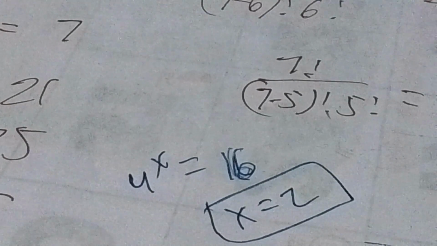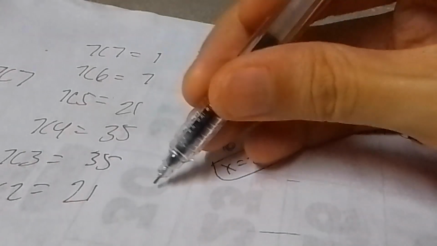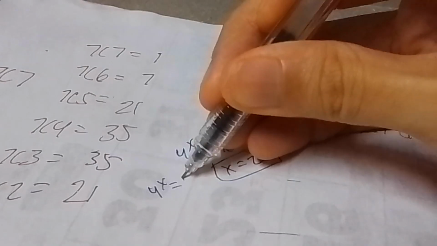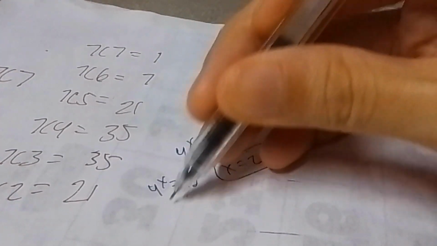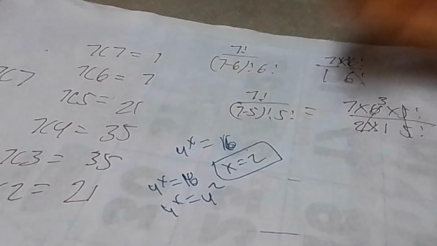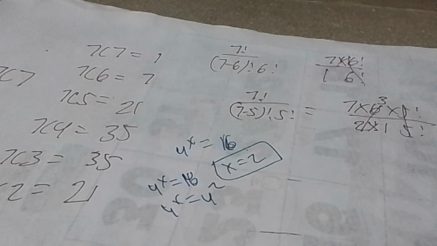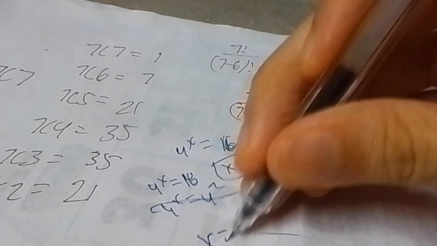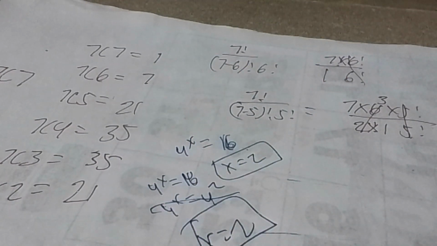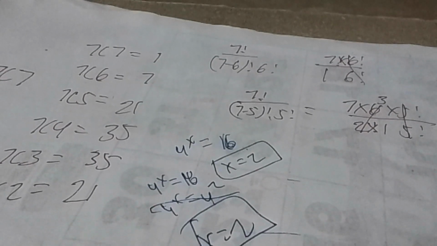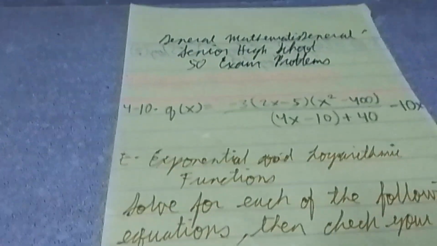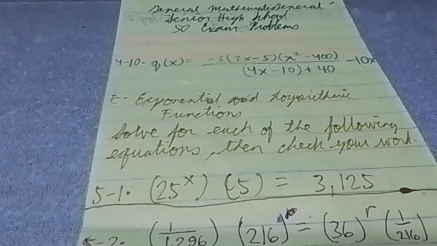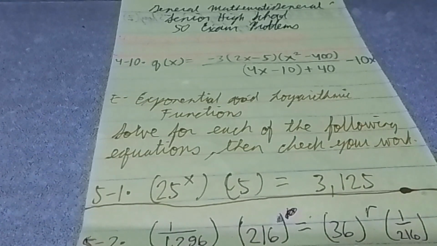So if you were to use the one-to-one property, it would be like this. 4 raised to what power gives you 16? You can write 16 as 4 squared. Then when the bases are equal, goodbye bases, and x equals 2, you still get the same answer. Okay? So that's what you're going to do. Now going back to our problem, we have 25^x times 5 is equivalent to 3,125. In short, 25 raised to what power times 5 gives you 3,125.